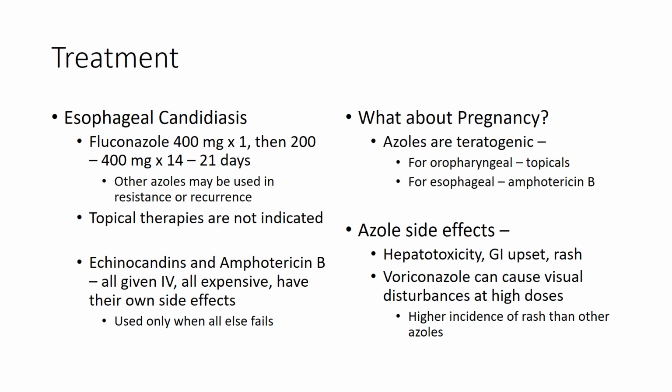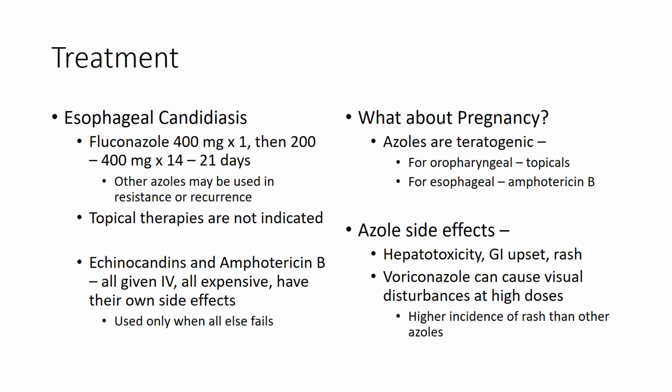For esophageal candidiasis, the treatment of choice is fluconazole, 400 milligrams a day times 1, and then 200 to 400 milligrams for 14 to 21 days. So the difference between oropharyngeal and esophageal is the time. For oropharyngeal, it's 7 to 14. For esophageal, it's 14 to 21. And you can imagine that's pretty subjective.